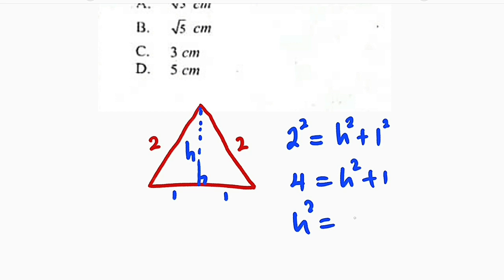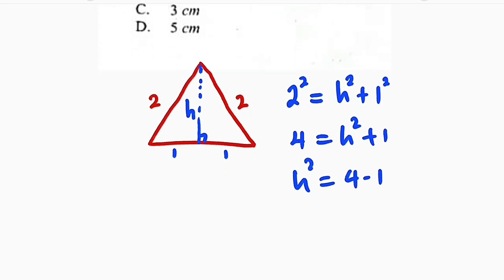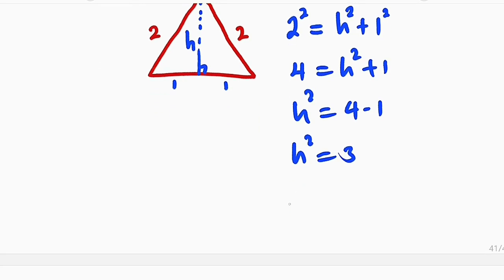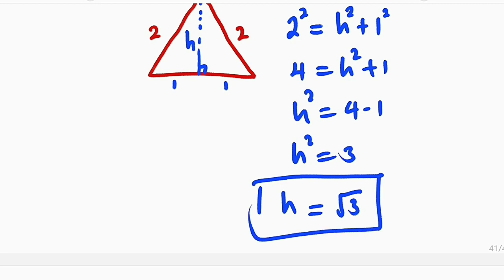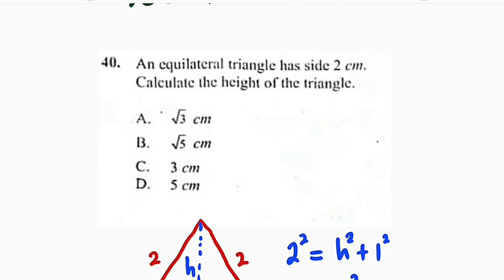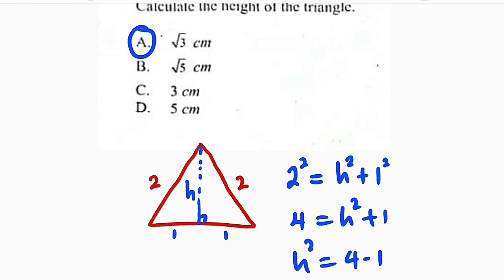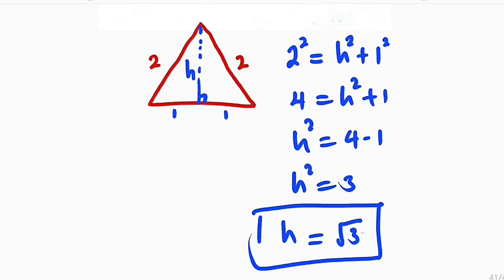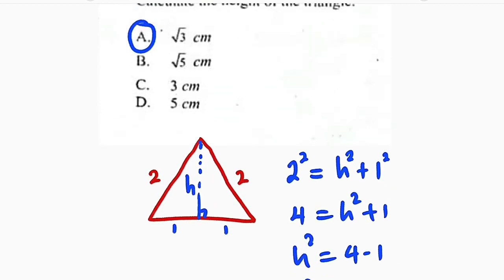h squared is equal to 4 minus 1. h squared equal to 3. Take square root of both sides. You have h equal to the square root of 3. You don't have to add plus or minus because we are dealing with a length, and all lengths are positive. And hence the height of this triangle is square root of 3, which we have as option A, though I didn't include unit cm.